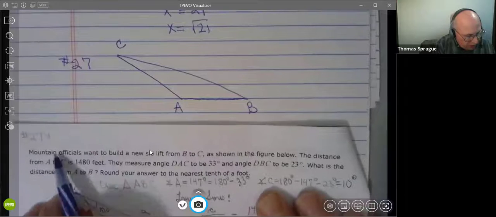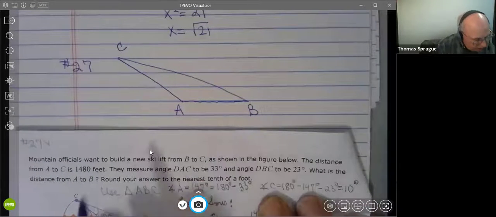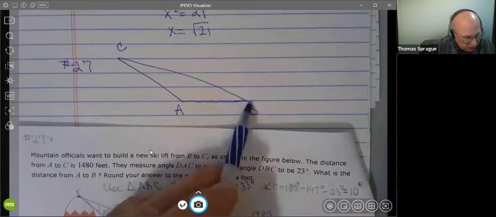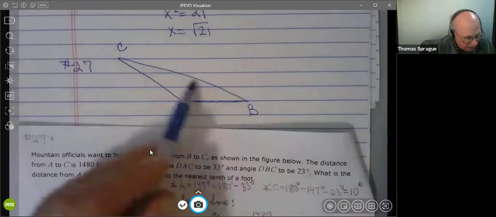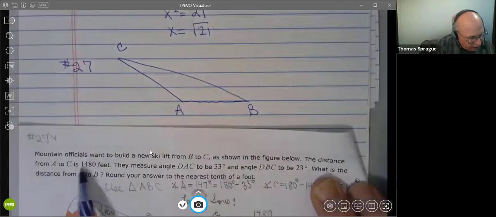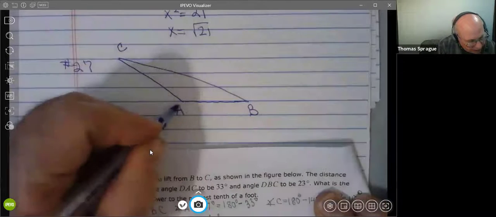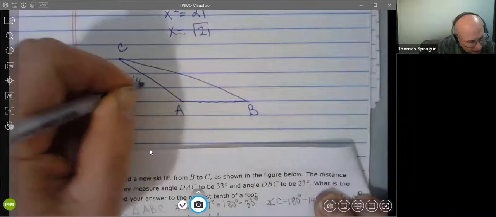Okay, mountain officials want to build a new ski lift from B to C. So the cables for the lift run across here. The distance from A to C is 1,480 feet. So from A to C, this side is 1,480.